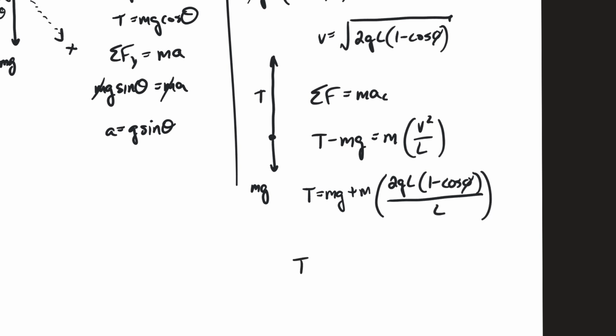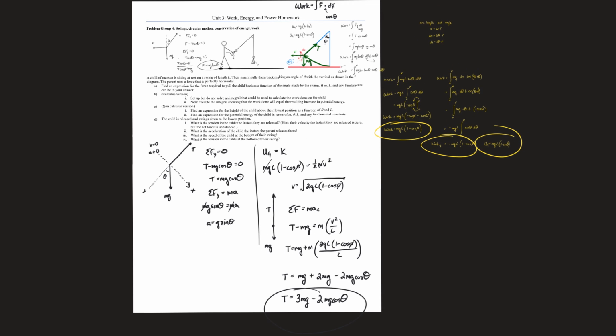I'd watch this if I were you, even though you're packing up. The L's cancel. Do you see that? mg plus 2mg minus 2mg cosine theta. I distributed because by distributing, I can show that this is T equals 3mg minus 2mg cosine theta. It's better to go ahead and distribute and combine like terms and have a simplified answer. All right. Yahoo.